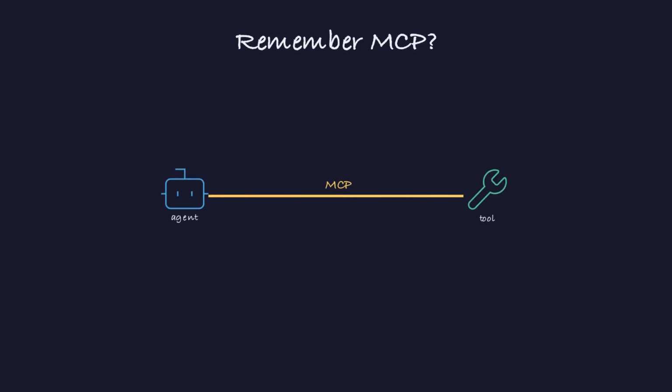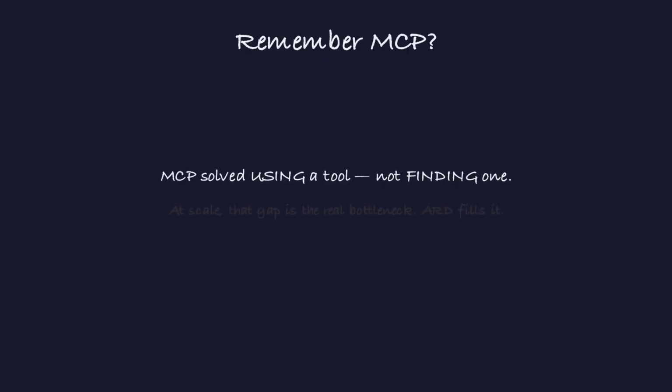Quick context. If you saw my video on MCP, the Model Context Protocol, you know it solved a huge problem, a universal way for agents to use tools. One standard plug instead of a custom integration for everything. But MCP assumed something, that you already knew the tool existed, and you'd already wired it in. It solved how an agent uses a tool, not how it finds one. And as the number of tools explodes, that gap becomes the real bottleneck. That gap is exactly what ARD fills.